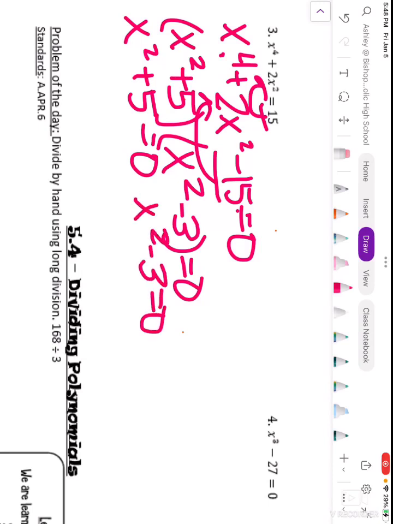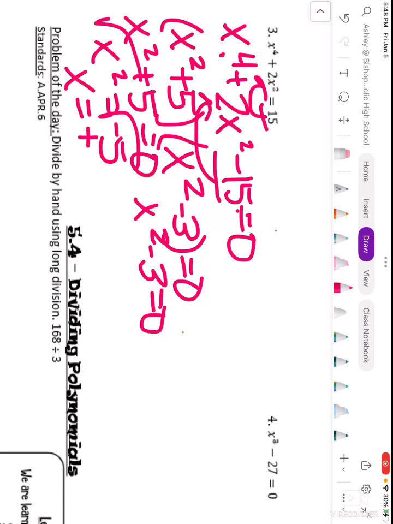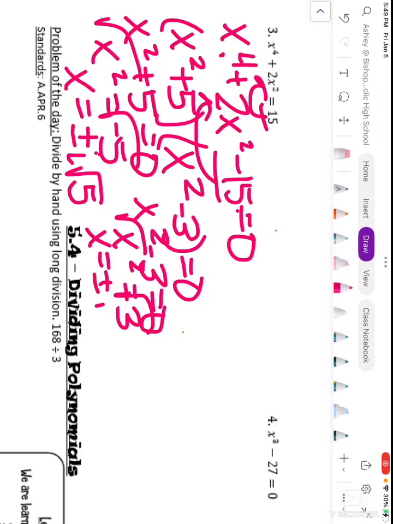So we would subtract the 5 over and then square root it. When you square root a negative, it'd be positive or negative i root 5. And then over here we add the 3 over and square root it. So x is positive or negative square root of 3. And those are our 4 answers. Positive square root 3, negative square root 3, positive i root 5, and negative i root 5.